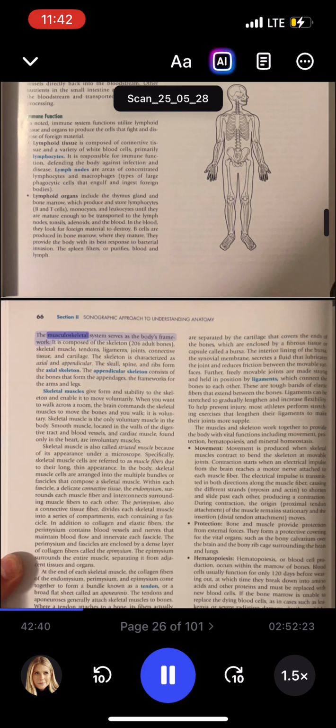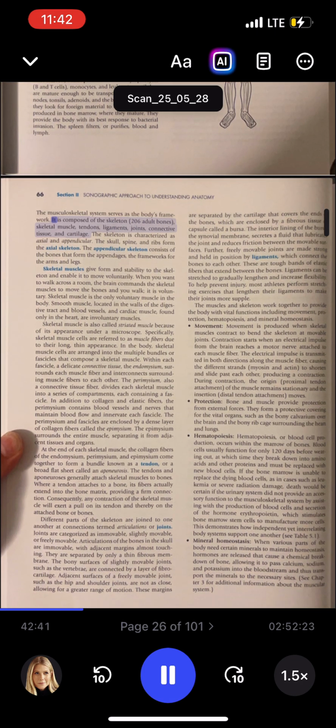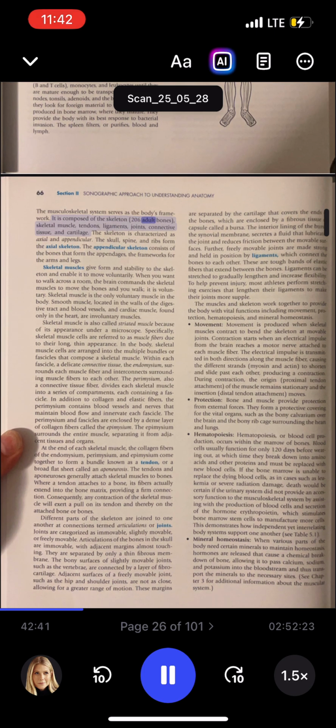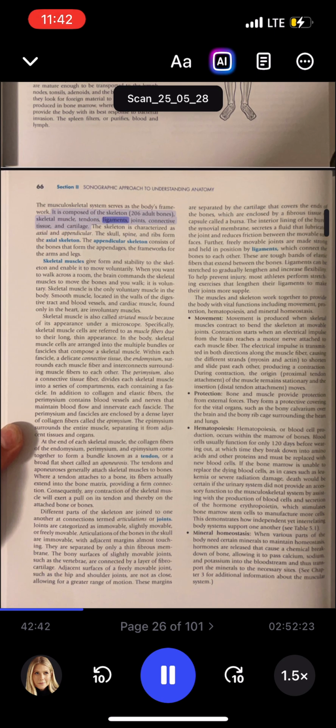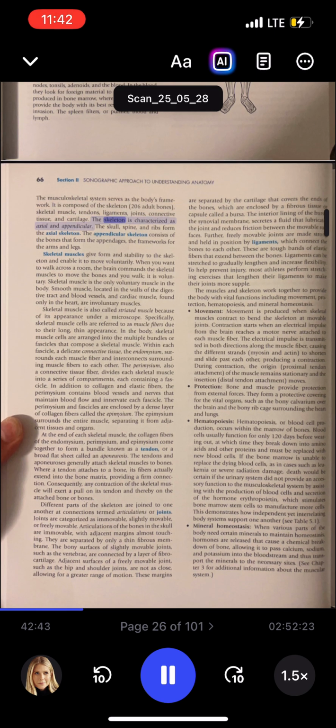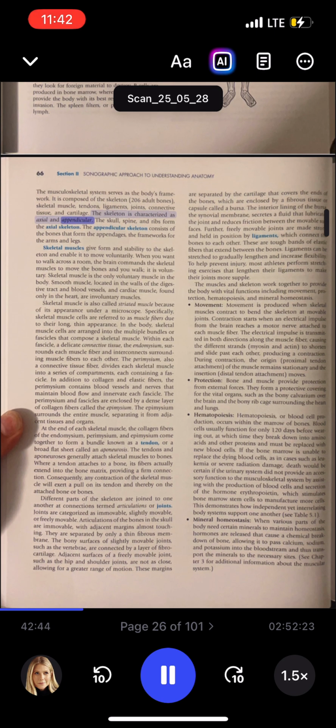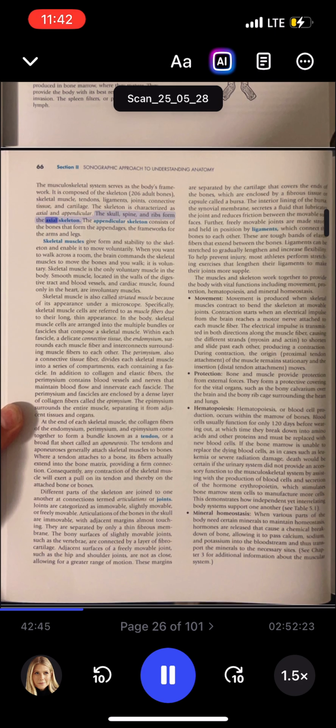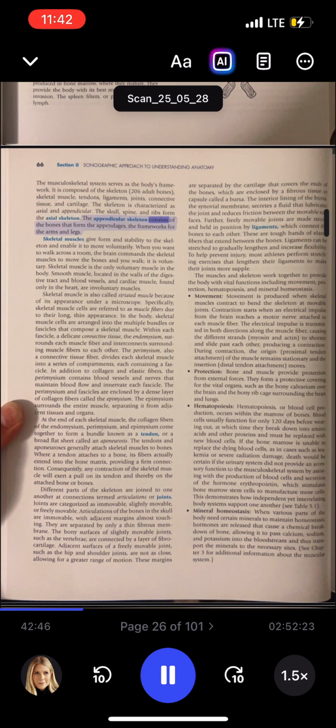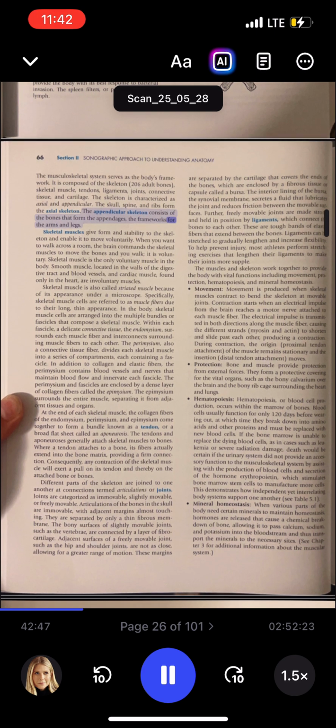Musculoskeletal system. The musculoskeletal system serves as the body's framework. It is composed of the skeleton (206 adult bones), skeletal muscle, tendons, ligaments, joints, connective tissue, and cartilage. The skeleton is characterized as axial and appendicular. The skull, spine, and ribs form the axial skeleton. The appendicular skeleton consists of the bones that form the appendages, the frameworks for the arms and legs.